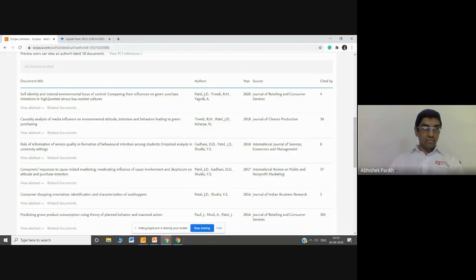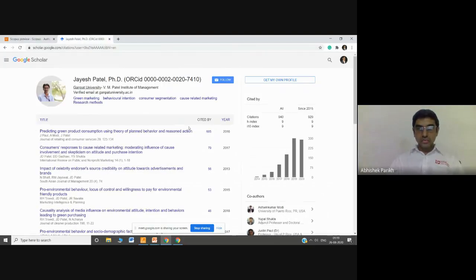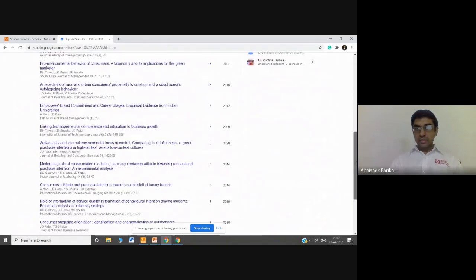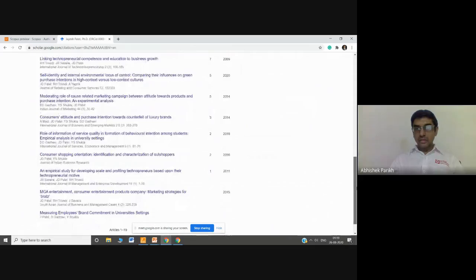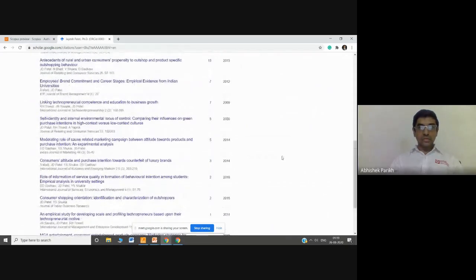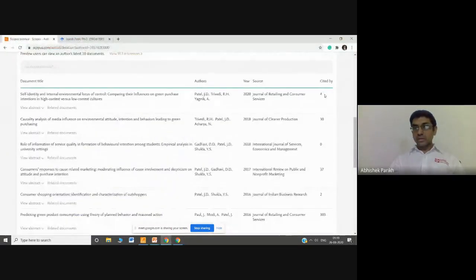So I just take one example randomly. Self identity. This is in 2020. So let me go to 2020. Yes, this one. So how many citations here? It is showing 5. How many citations showing here? Showing 4 only. So one less citation. It means that one citation is from other than Scopus or Web of Science, right?